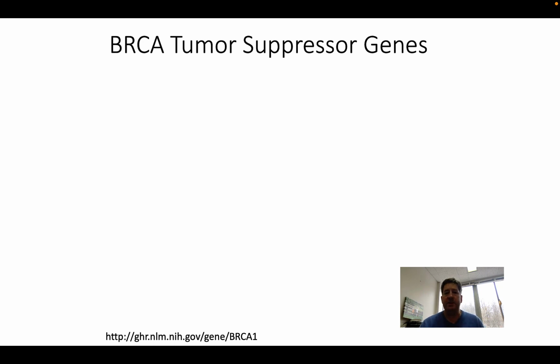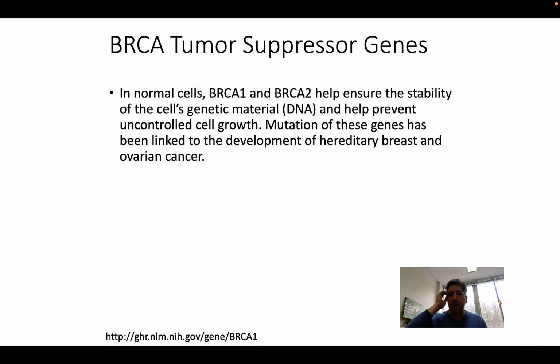Now, BRCA, you may have heard of this. People call it the breast cancer gene. BRCA1 and BRCA2 are tumor suppressor genes, and what they do is they play a role in DNA repair. So if you have mutations in your DNA, defects in your DNA, breaks in your DNA, they will repair that. And that prevents the development of these mutations that lead to breast cancer.